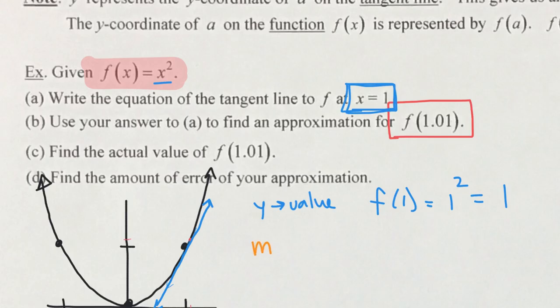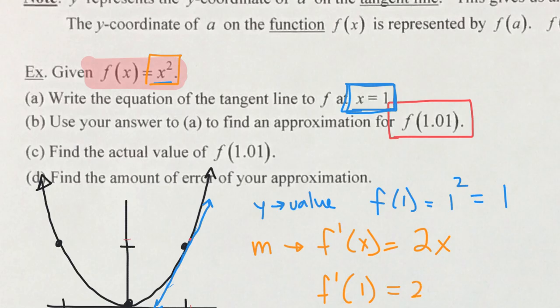Now we need to find the slope, and the slope is found by taking the derivative. If our function is x squared, the derivative is 2x. It's the power rule. We bring the power to the front and subtract 1 from the power. So our derivative is 2x. Then what is the slope of our line when x equals 1? That's going to be positive 2. So we have calculated the two things that we need: number one, the y value, and number two, the slope.